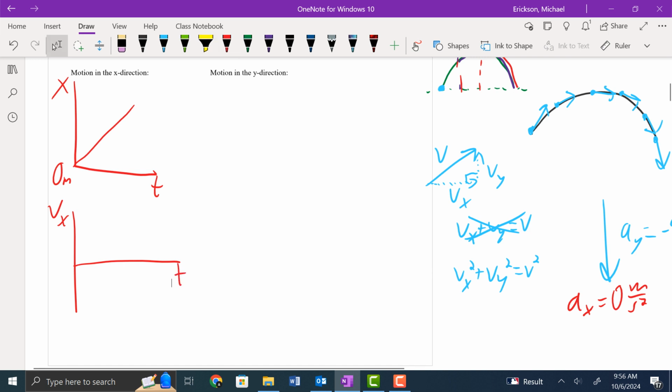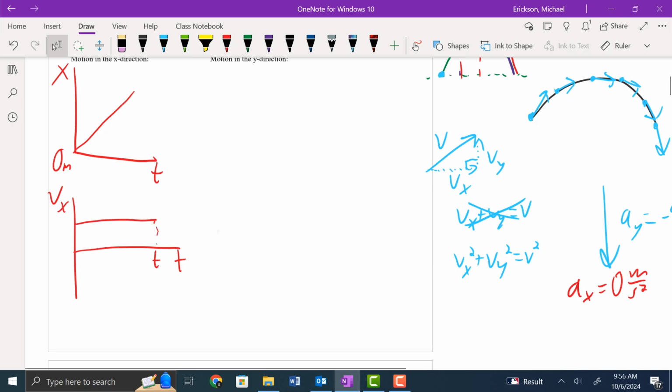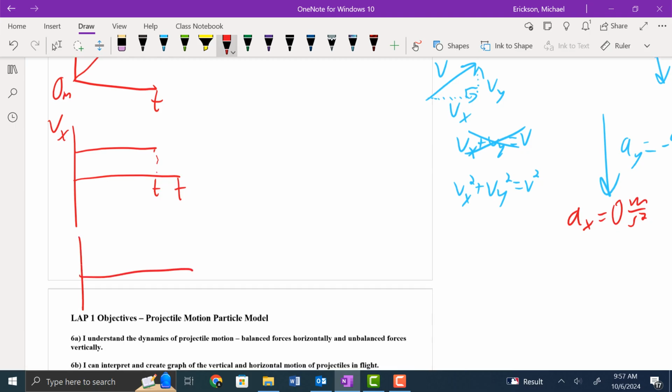To draw my VT graph, and I'm going to specify it's my velocity in the x direction. So x is horizontal, y will be vertical. So to draw this, it would be the slope of this. This has one slope, so I have one velocity. Goes for the same amount of time. And my acceleration, my a in the x direction, is just 0 meters per second squared.